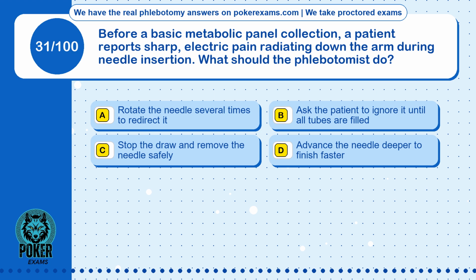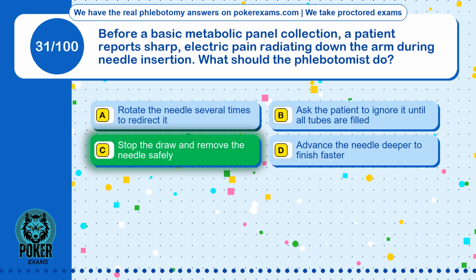Question 31. Before a basic metabolic panel collection, a patient reports sharp, electric pain radiating down the arm during needle insertion. What should the phlebotomist do? Option A. Rotate the needle several times to redirect it. Option B. Ask the patient to ignore it until all tubes are filled. Option C. Stop the draw and remove the needle safely. Option D. Advance the needle deeper to finish faster.